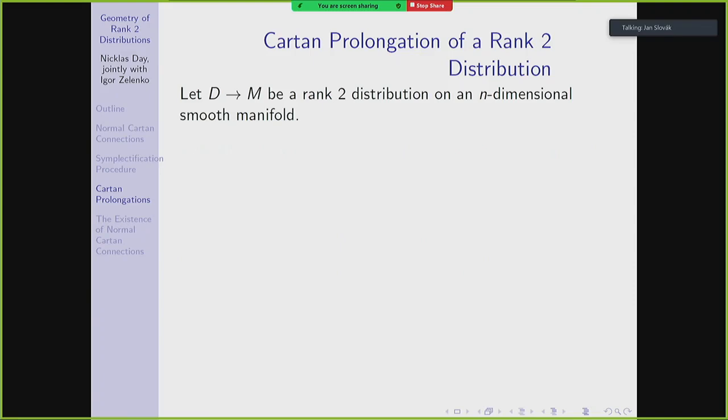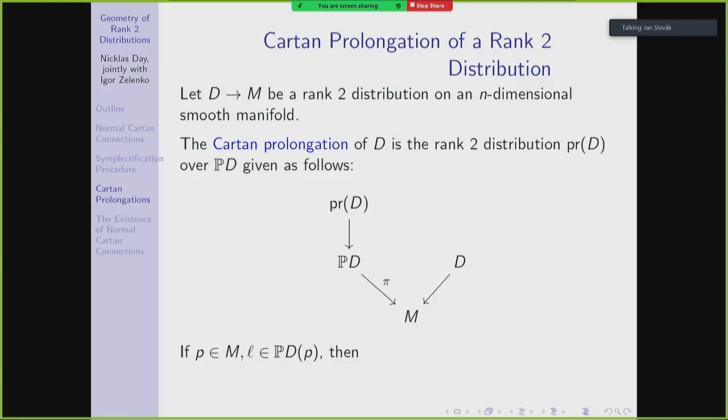Okay, so I should introduce what Cartan prolongations are. It's maybe a little more classical than the symplectification procedure. I think it's a pretty natural construction, but it might not be completely transparent. If we have a rank 2 distribution D on a smooth n-dimensional manifold, the Cartan prolongation, which I'll denote PD, is a new rank 2 distribution over the fiber-wise projectivization of D. So again, we're just factoring out by Euler vector fields. This is one dimension higher than the original manifold because D is a rank 2 distribution.